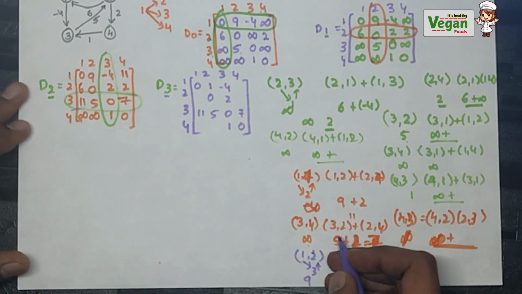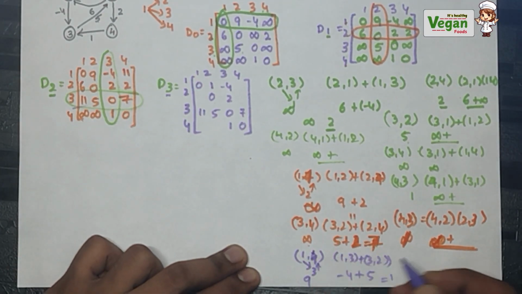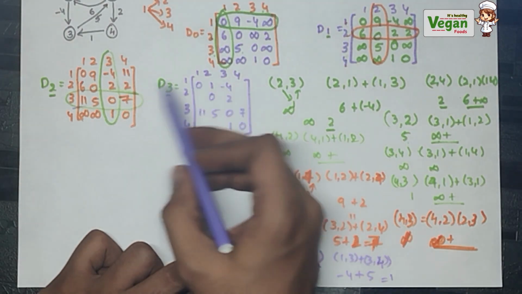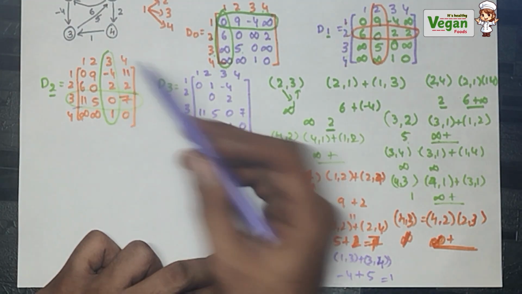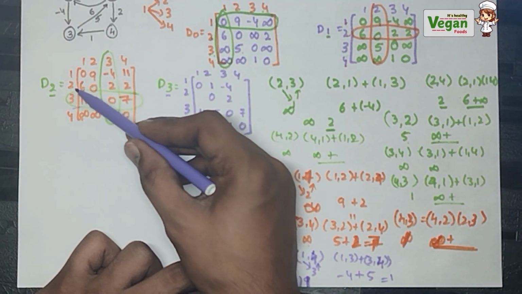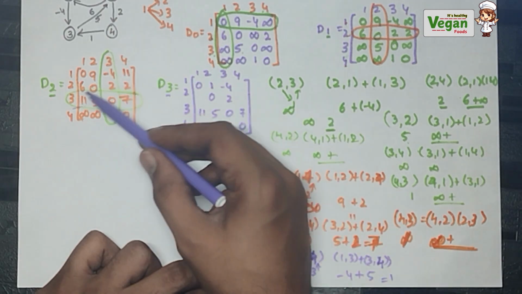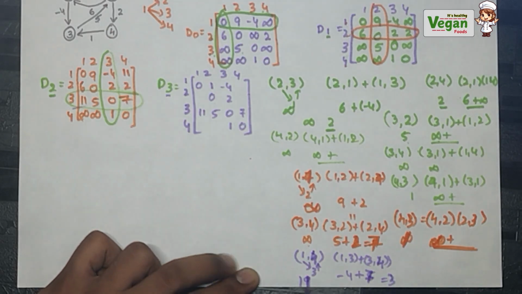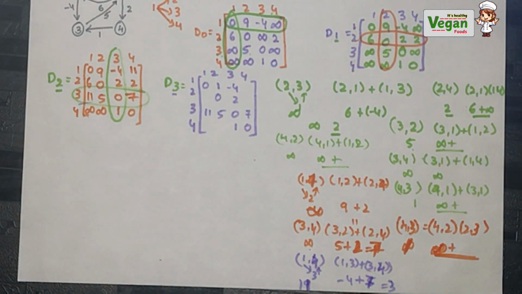Next 1 comma 4. To find 1 comma 4, you will be going from 1 comma 3 to 3 comma 4. 1 comma 4 value is 11. 1 comma 3 is minus 4, 3 comma 4 is 7. So minus 4 plus 7 means plus 3. Among 11 and 3, 3 is the smaller number, just write 3.